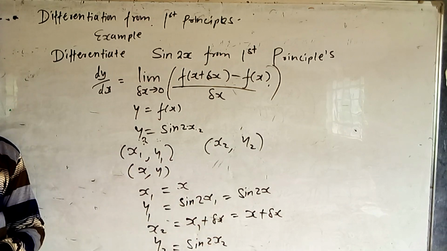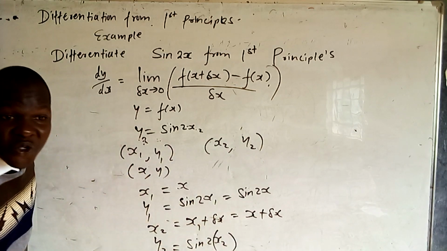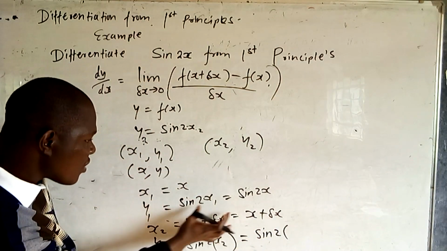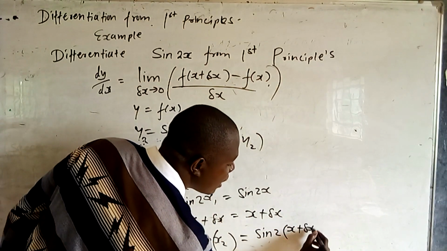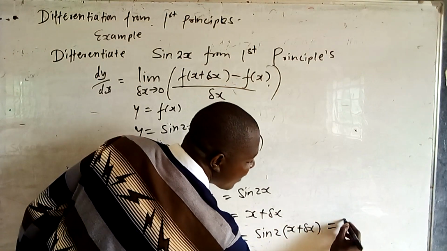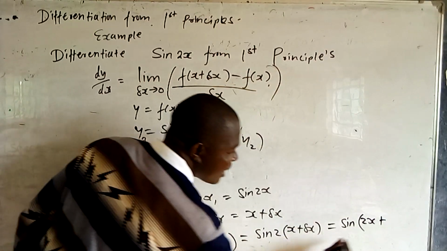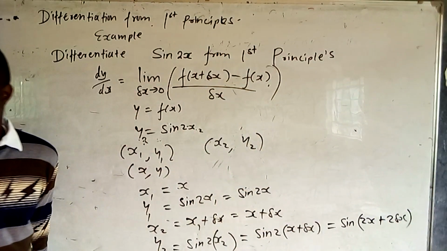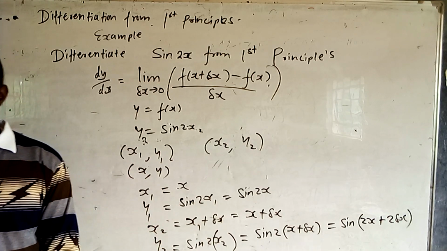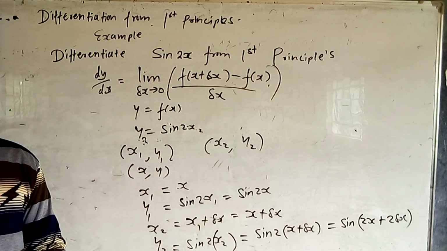So what is x2? Good. Where there is x2, you substitute the value of x2, which you said is x plus change in x, isn't it? Then after doing that, you simplify. So if you simplify that, you get sine in bracket 2 times x is 2x plus 2 times change in x is 2 change in x. So you found x1, y1, x2, y2, meaning you can determine the gradient because you found the two points, isn't it? Are you together?